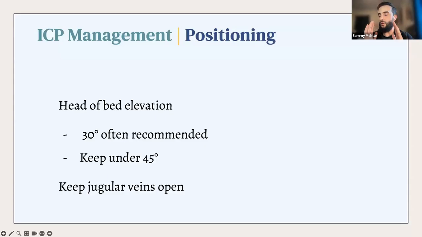Keeping the head in a neutral position rather than tilted to either side is also very important. Avoiding internal jugular central lines would also be ideal in these situations. If you do need central line access, it might be better to look for alternative sites such as a subclavian or femoral. If it is needed, again, do what you have to do, but that's something you can keep in mind in order to optimize.